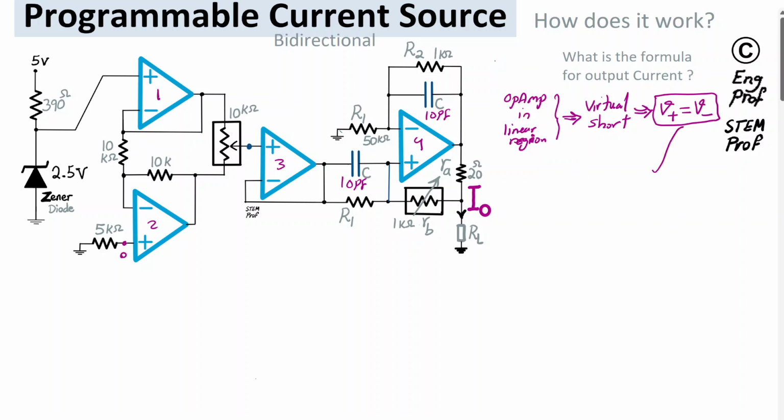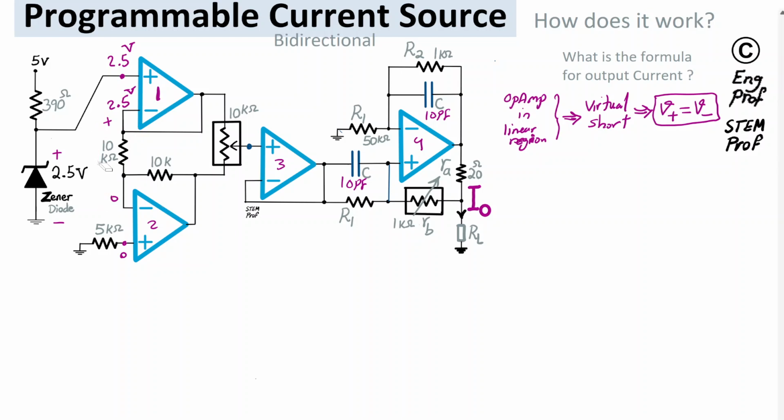Because the positive and negative terminal have the same voltage, this is also 0 volt, so we have 0 volt here. And for the op-amp number 1, we have 2.5 volt assuming proper biasing of the Zener diode. We have 2.5 volt across the Zener diode, so this node, the positive terminal, is 2.5 volt as a reference voltage. Virtual short would again enforce that the negative terminal of op-amp 1 is also 2.5. So across this 10 kilo ohm, we have plus minus 2.5 volt.